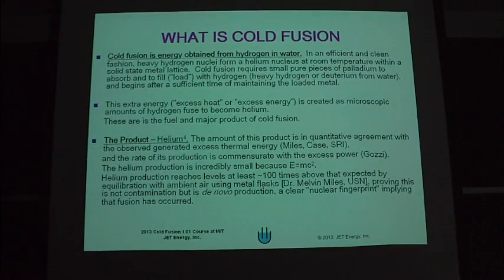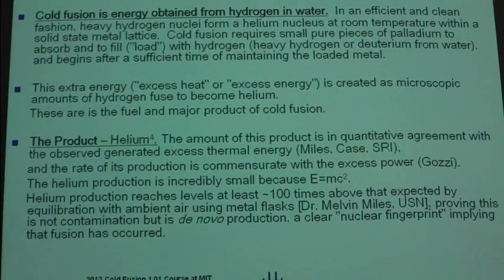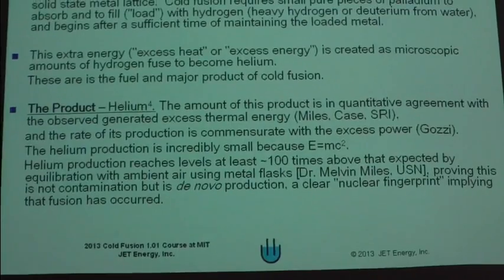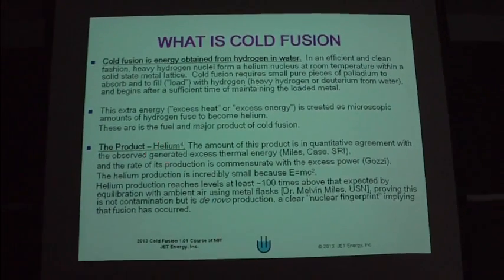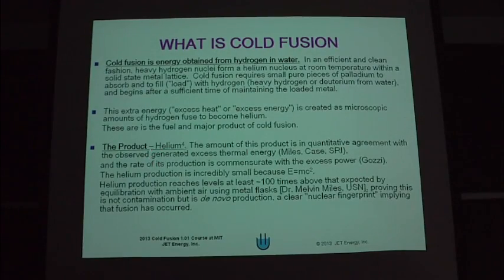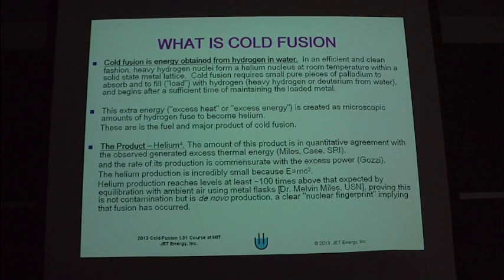And what we find is that the amount of excess energy that comes out, as Peter showed you last week, is commensurate with the amount of helium-4 that we make. This is our product. So we find the helium-4 production is in quantitative agreement with Miles' case and SRI, as Peter pointed out, for production, and by rate to the Gauzy experiments. And the reason that cold fusion will turn out to be so useful is that we're getting out at E equals mc squared.